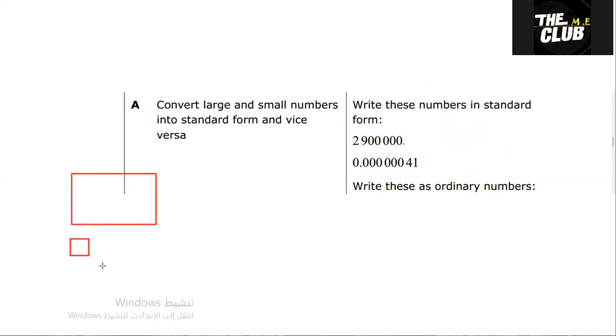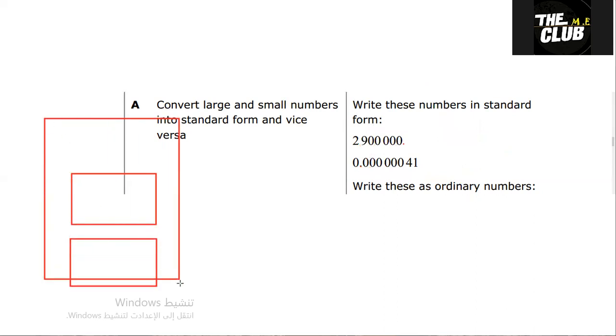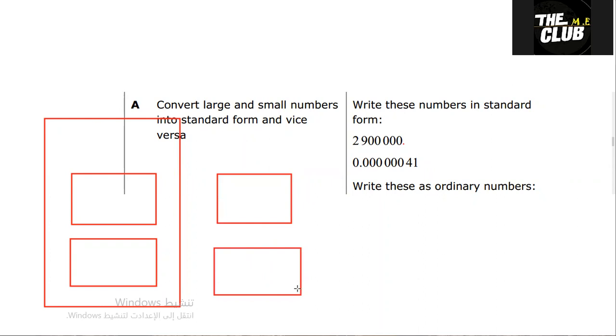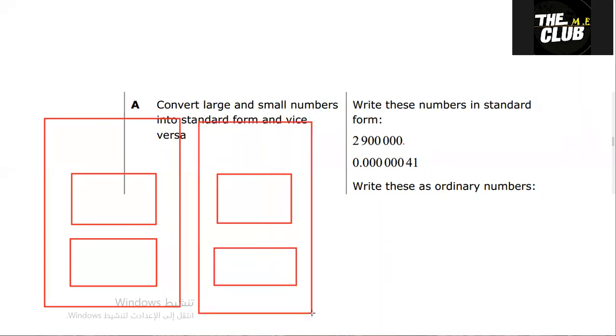For example, if you have two boxes, it means they must have the same thing. For example, here we're talking about buying things, buying pencils. That means here I put the money, for example.